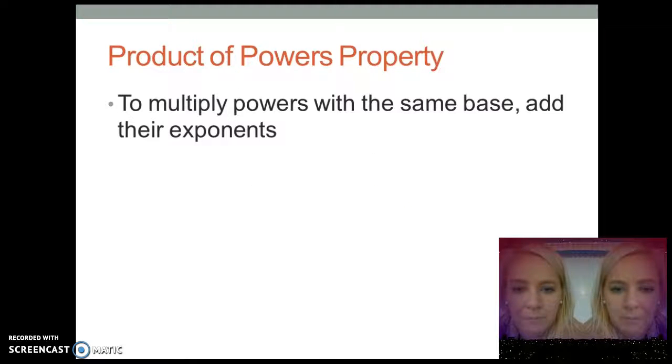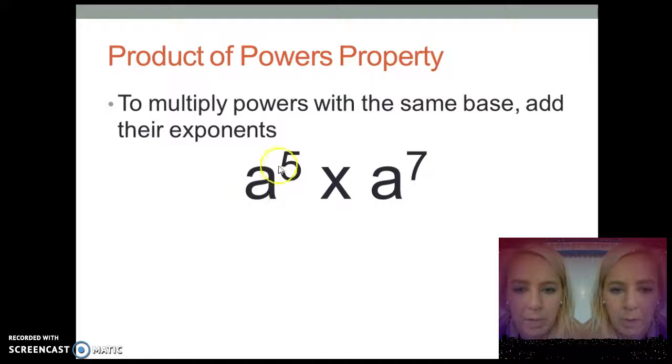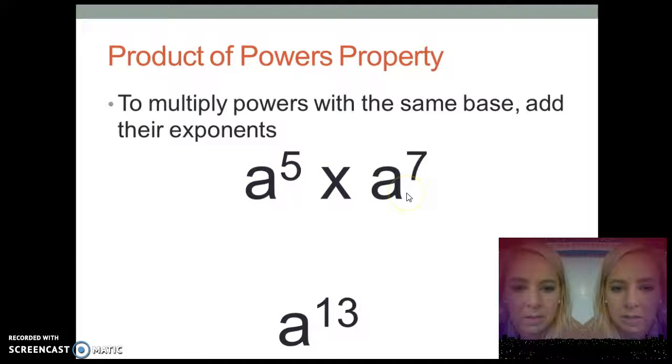I'm going to skip here and show you another example with variables. Here, our variable is a. That is our base, so it doesn't necessarily have to be a number. Our base can be a variable. So a to the 5th times a to the 7th. Our base is the same, so we can add our exponents, giving a to the 13th power. This is a way to simplify exponents, and when we apply it to other concepts, you'll see exactly why that is the case.